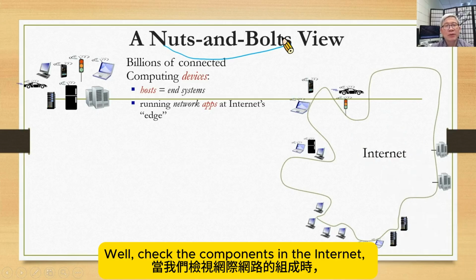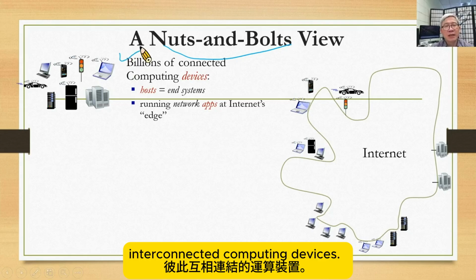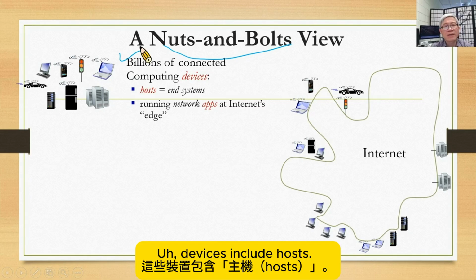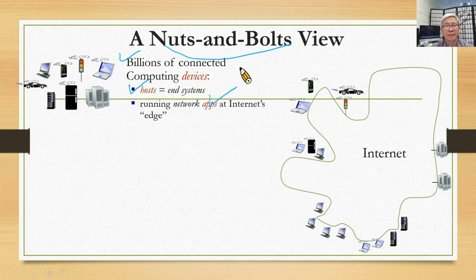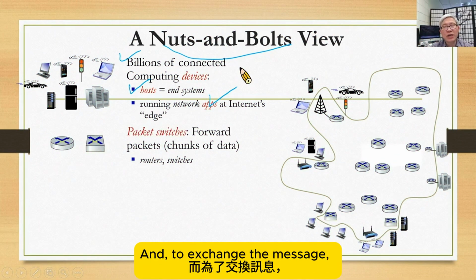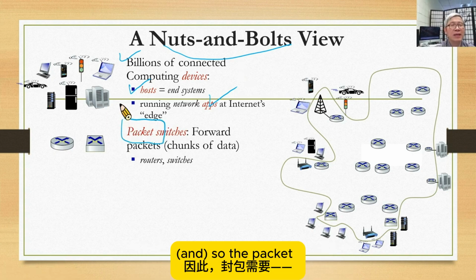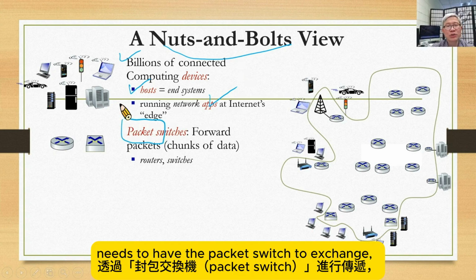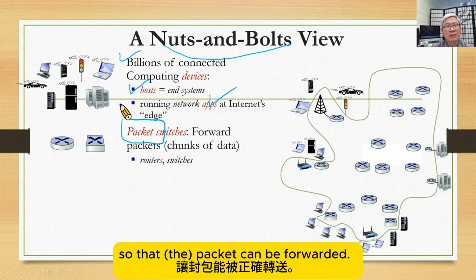Well, check the components. In the internet, we will have billions of interconnected computing devices. Devices include hosts. It's the end system. And all the hosts run the apps. And to exchange messages, in fact, we have the packet. And so the packet needs a packet switch to exchange so that the packet can be forwarded.